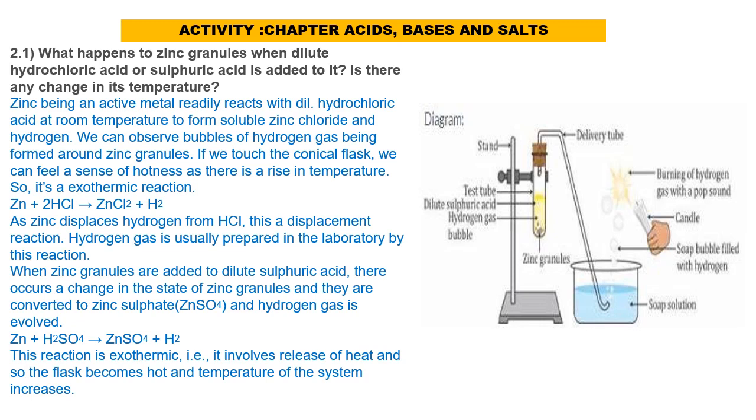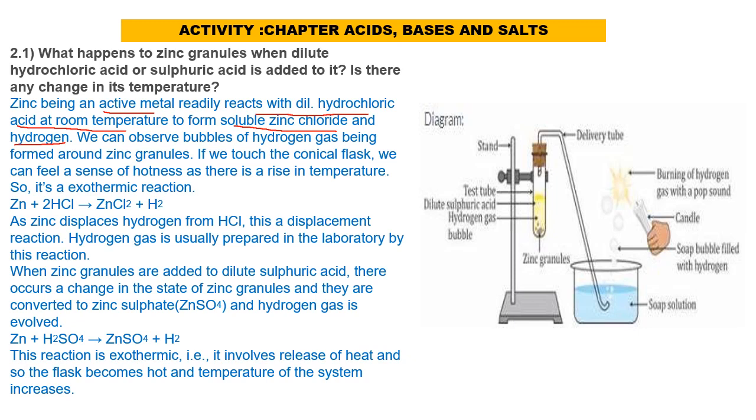Zinc, being an active metal, readily reacts with hydrochloric acid at room temperature to form soluble zinc chloride and hydrogen. Okay, zinc will definitely react with acid, but you cannot perform this reaction with sodium and calcium because that will be a very explosive reaction. We can perform the reaction, but we need to take a lot of precaution for that.